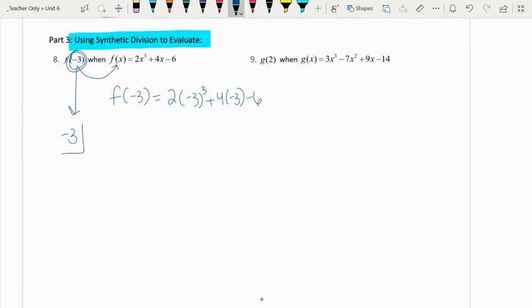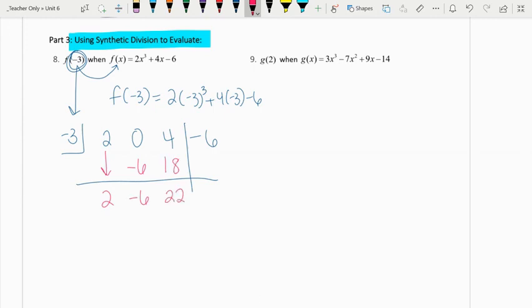So we set everything else up the same way, 2, 0, 4, -6. And we do our synthetic. Drop down the 2, multiply, add, multiply, add, multiply, add. Now this time we don't have to write it as an equation. Our final answer is our remainder. So whatever our remainder is what it would be if we plugged it in.